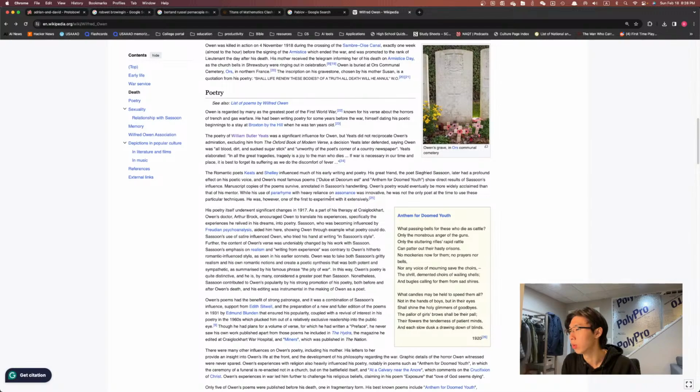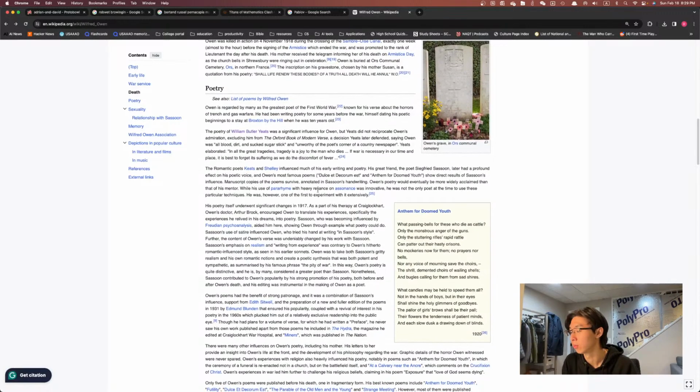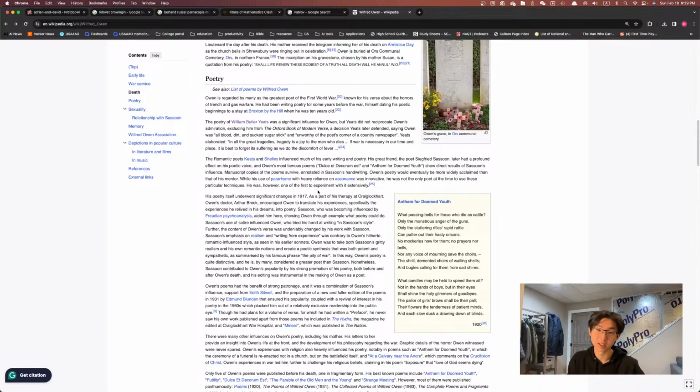Owen was all blood, dirt, and sucked sugar stick, and unworthy of the poet's corner of a country newspaper. In all the great tragedies, tragedy is a joy to the man who dies. If war is necessary in our time and place, it's best to forget its suffering as we do the discomfort of fever. Dang, Yeats. Man, you got a word to say here.